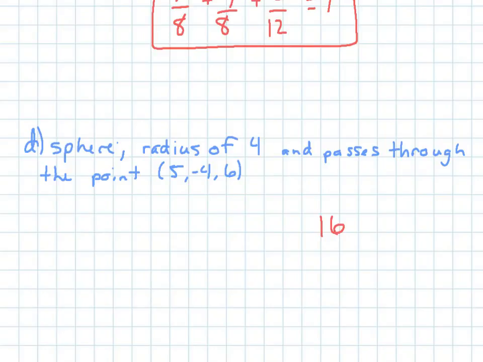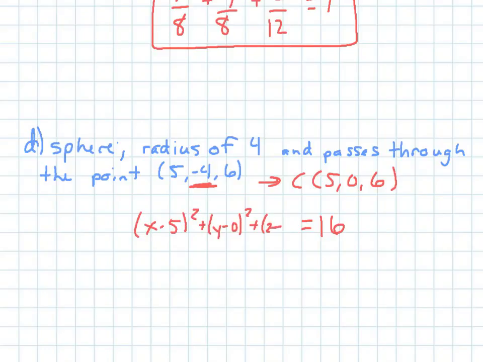So if I looked at this negative 4 here, and let's say that the center is on the same axis as the y-axis, if I took 4 away from that, I could say that my center is 5, 0, 6, because that point is technically 4 away from 5, negative 4, 6, because of the y value. So then I could just make that my center, and then say x minus 5 squared plus y minus 0 squared plus z minus 6 squared.